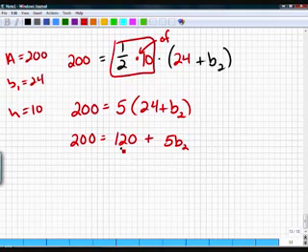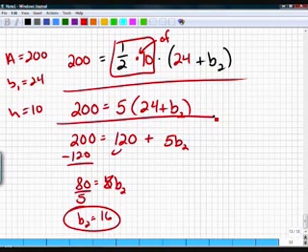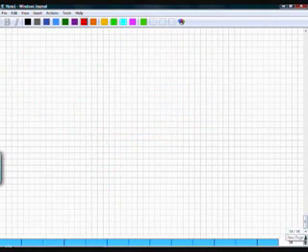What's the next step? Subtract 120. So you have 80 equals 5 times B2. Now what do you do? Divide by just 5, not 5B2. And you get B2 equals 16. There's your answer. Good job, guys. So, first step, plug it in, clean it up, and then solve the equation. That's it. Got one more of these. I'm nearly done. We started late.